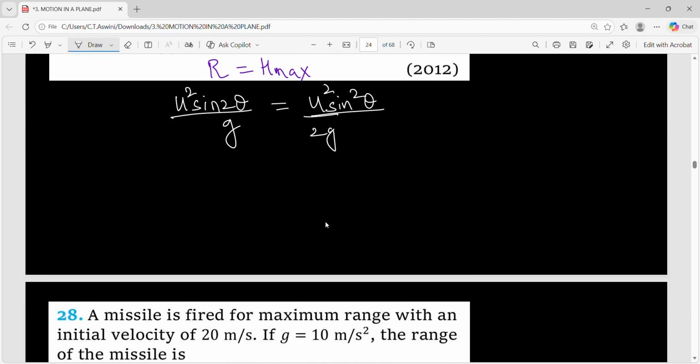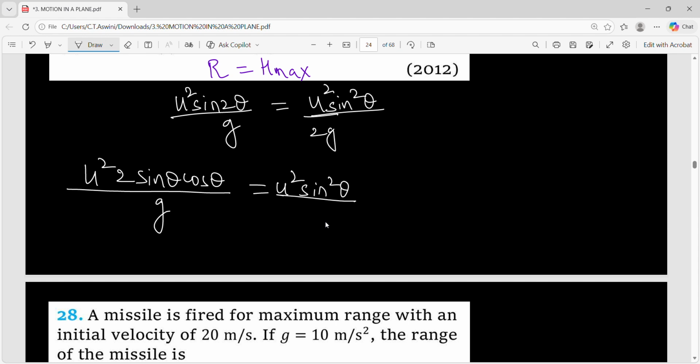Can we split this? Sine 2 theta is what? 2 sine theta and cos theta. So sine 2 theta by g is equal to u square sine square theta by 2g. What gets cancelled here? Cancel the terms. u square cancels. g cancels. One sine theta and sine theta cancel. What is left here? 2 cos theta. And here we are left with sine theta.